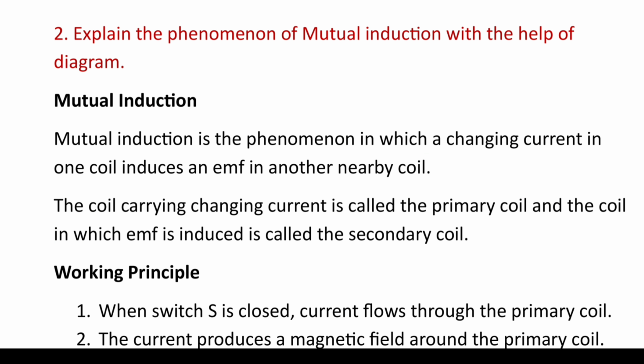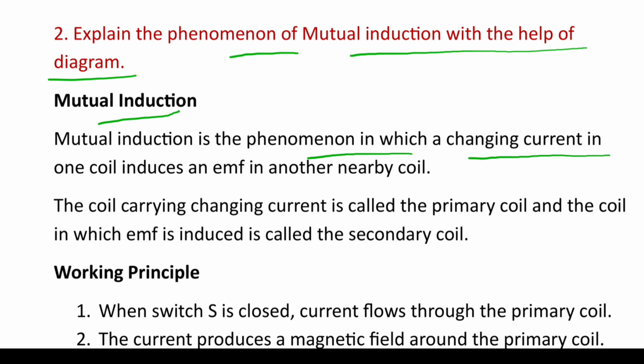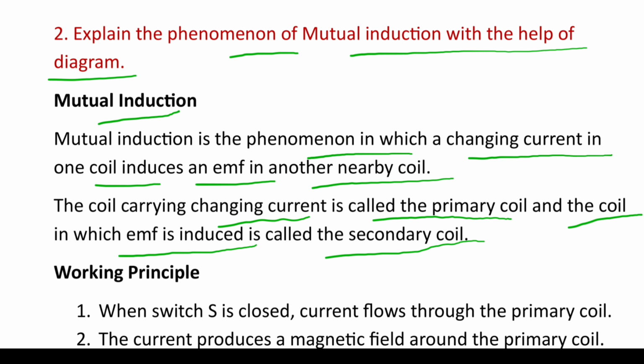Next, explain the phenomenon of mutual induction with the help of a diagram. Before going to that, what do we mean by mutual induction? Mutual induction is a phenomenon in which a changing current in a coil induces EMF in any nearby coil. The coil which carries the changing current, we call it the primary coil. The coil in which EMF is induced, we call it the secondary coil.